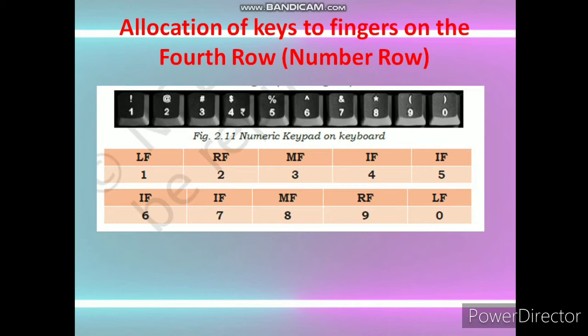Allocation of keys to fingers on the fourth row, meaning the number row. In this row, type 1, 2, 3 with the little, ring and middle fingers of the left hand respectively, and 4 and 5 with the index finger. Similarly, type 0, 9, 8 with the little, ring and middle fingers of the right hand respectively, and 7 and 6 with the index finger.